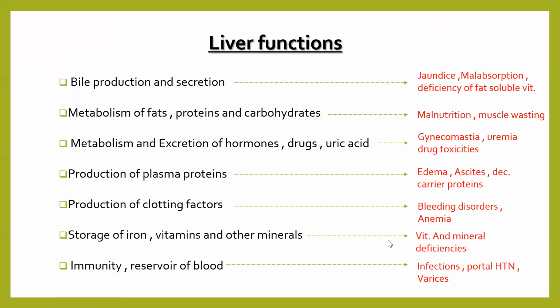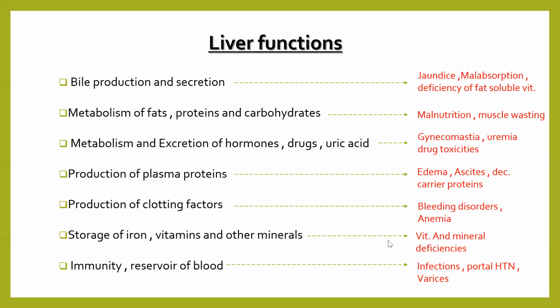Now, the purpose of this slide is not just to give you an overview of liver functions, but to tell you that the symptoms that we see in liver pathologies are simple logic. If you know the functions of the liver, then you are more likely to predict all the symptoms that we can see in liver pathologies. For example, bile production and secretion. One of the main symptoms that we see in liver pathologies is the presence of jaundice, and malabsorption because of lack of production of bile, with deficiency of fat-soluble vitamins.